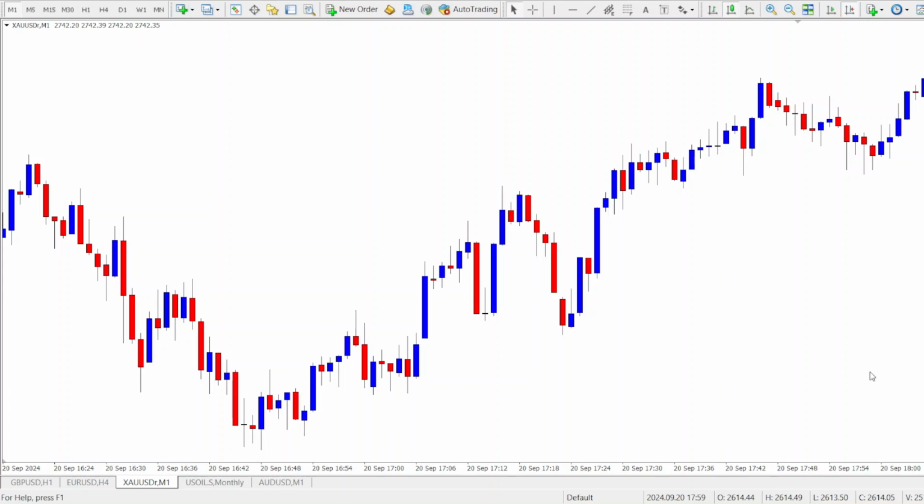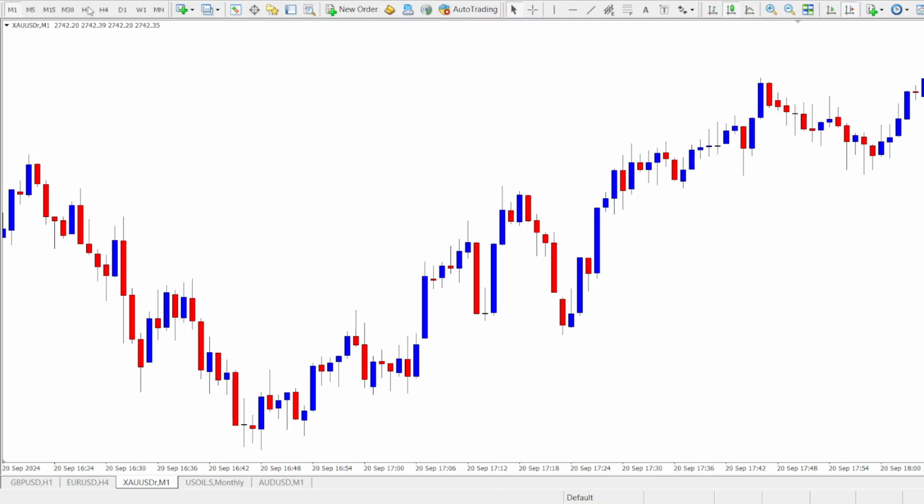Mind you, this strategy does not guarantee profits. It is effective, but it does not guarantee profit. So first things first, what is the 100 moving average?